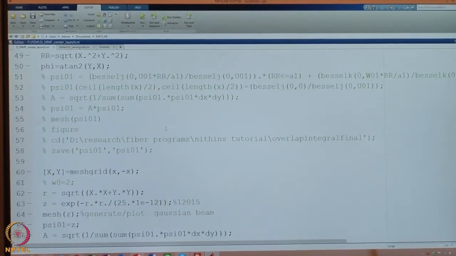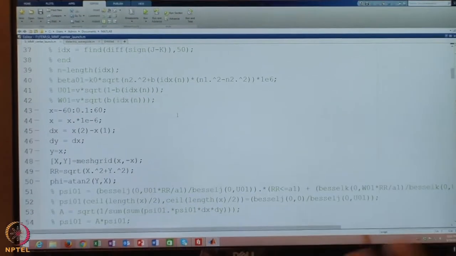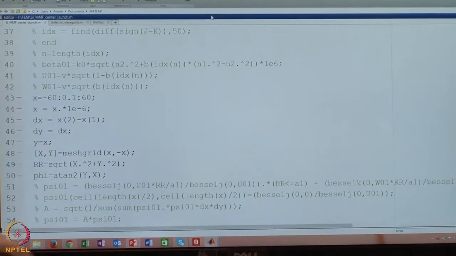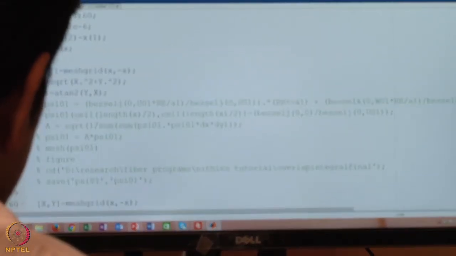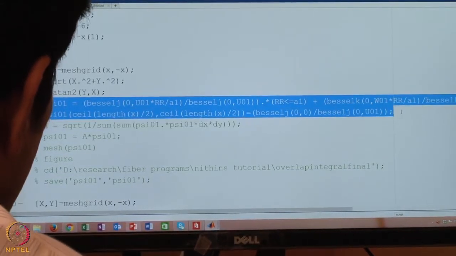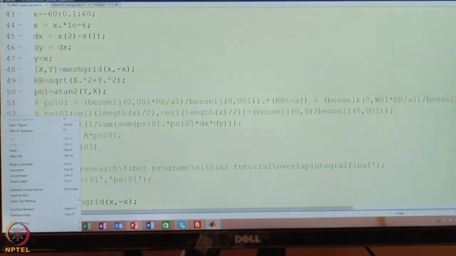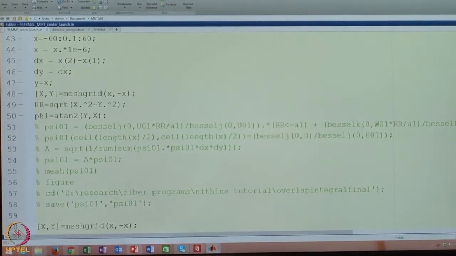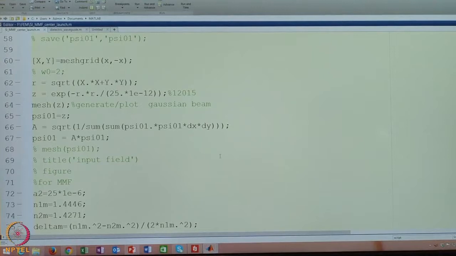Then we are creating a mesh that will include the core area. What I also see is that you are directly using the MATLAB functions, the Bessel function. It actually gives you the modified Bessel function also. This is the normal Bessel function, Bessel J, and this is the modified Bessel function.